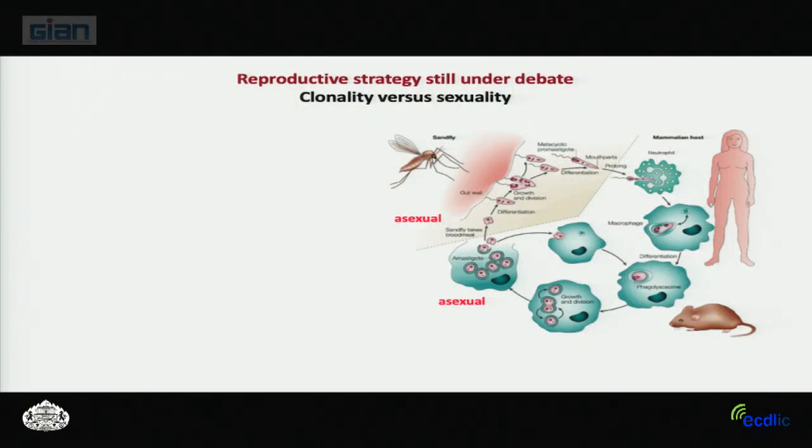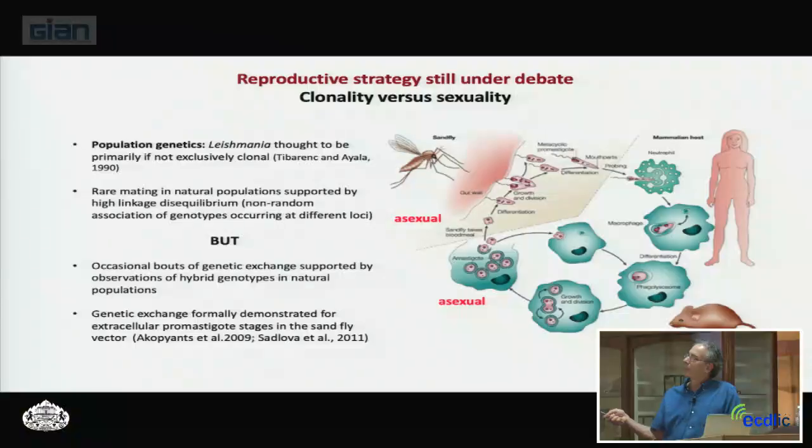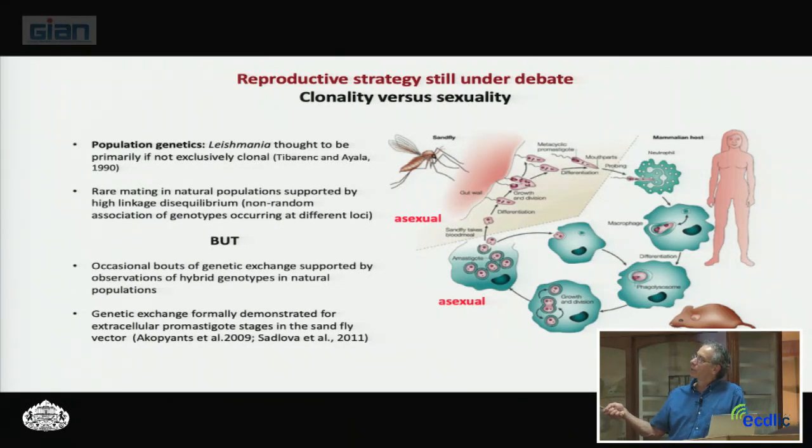But we come back to the central question: how did all this diversity arise? How did we generate so many different kinds of species and strains if it's just clonal? It can absolutely happen over a long, long time, just an accumulation of somatic mutations. And certainly the population genetics that was done using a limited number of markers suggested the Leishmania were primarily, if not exclusively, clonal.